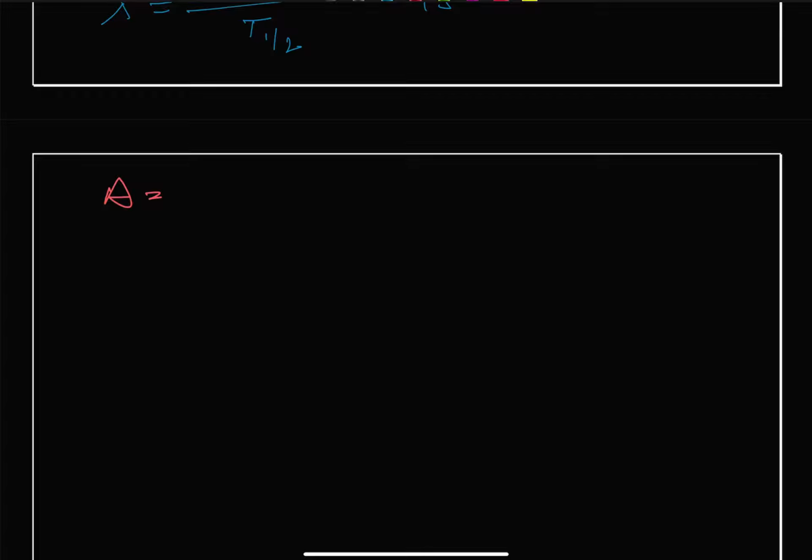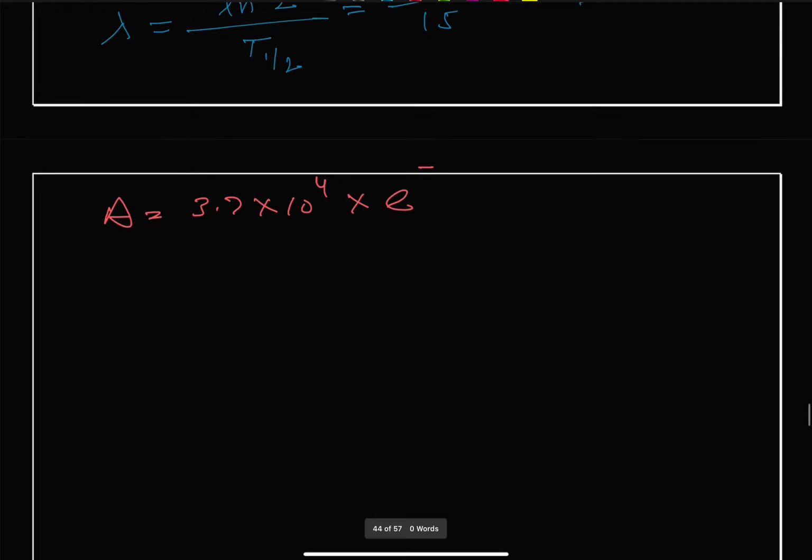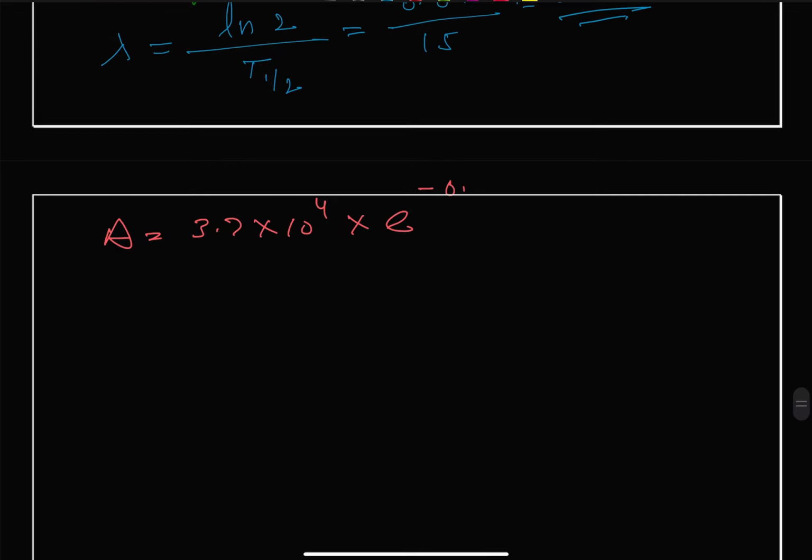So therefore we can say our A will be equal to A naught, which we found as 3.7 into 10 raised to the power 4, into e raised to the power minus 0.0462 multiplied by 5, and this A can be approximated as 2.94 into 10 to the power 4 disintegrations per second.